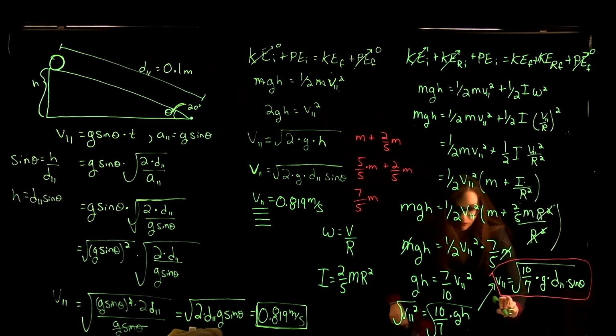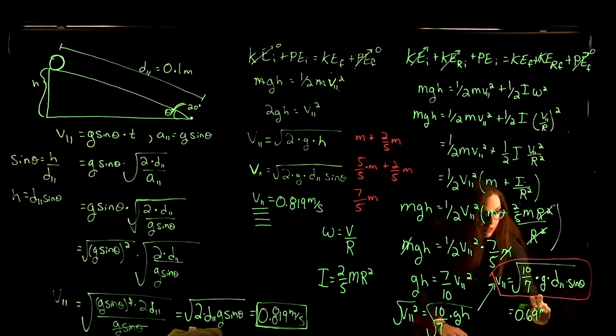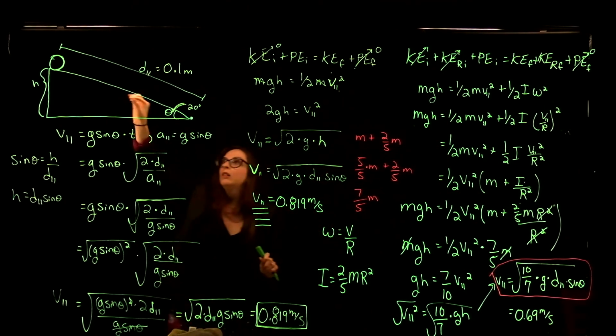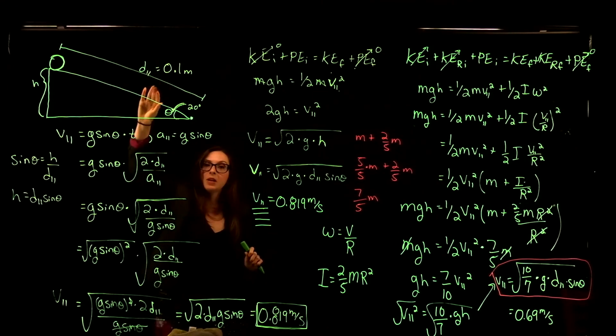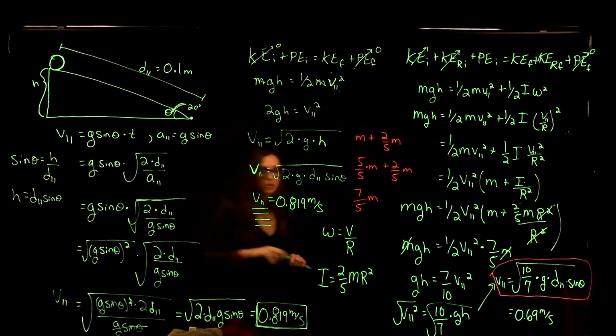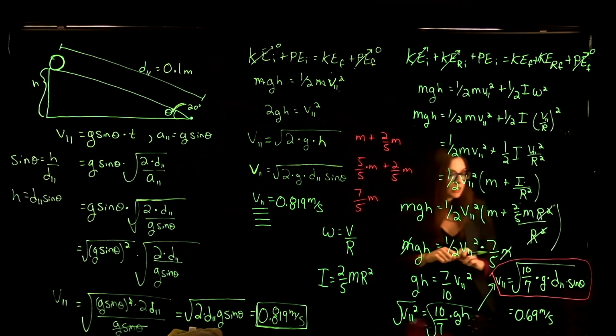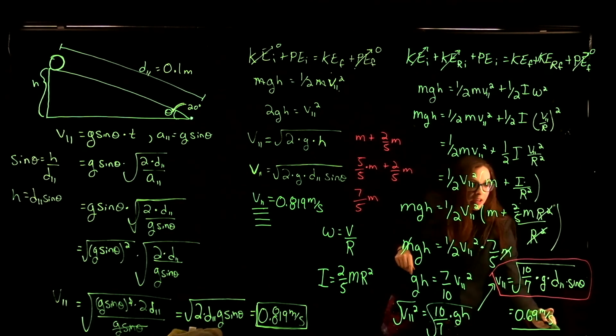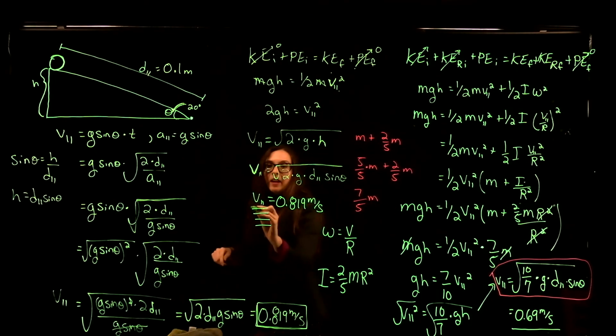So in this case, v parallel should have been 0.69 meters per second if we were using a distance rolling down the plane of 10 centimeters and also an angle here of 20 degrees. Okay? So I wanted you to see the difference that happens whenever we take into account rotational kinetic energy.